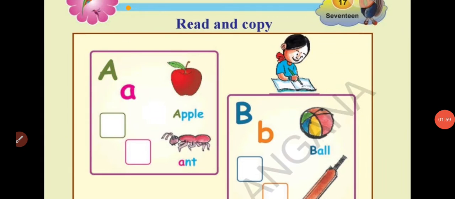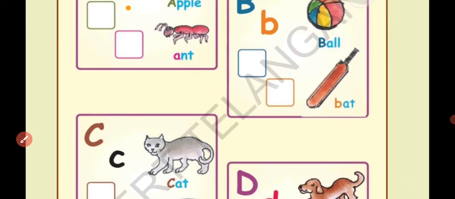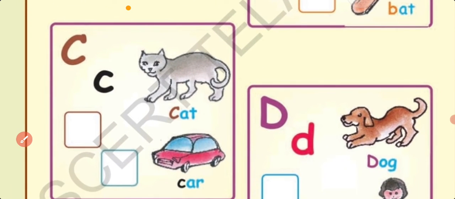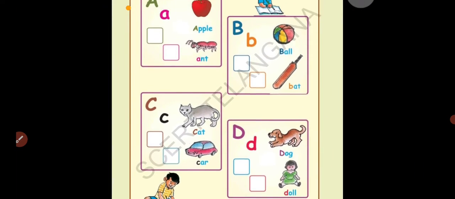Next, in this page, you write down here A for apple, capital A. You write here in this box. A for ant, A, small a. Okay. Here, B for ball, B. B for bat, C for cat, C for car, D for dog, D for doll.